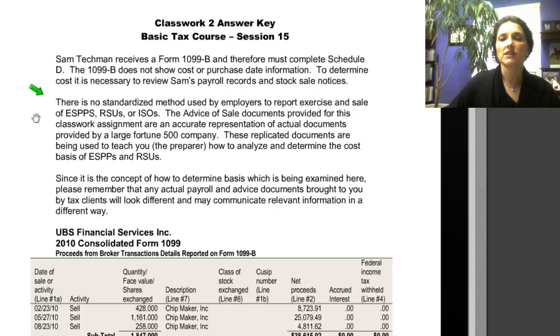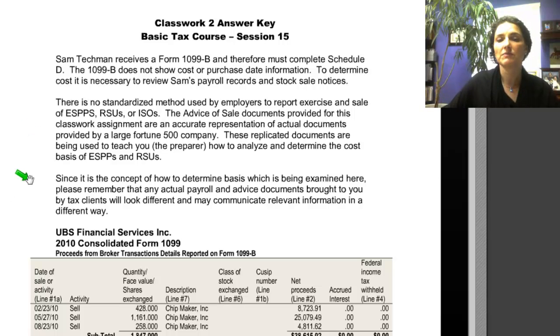Now, the advice of sale documents provided in this classwork assignment are an accurate representation of actual tax documents I have received from my clients as a tax preparer. They were provided by a large Fortune 500 company, and I've put them in as exactly as I could so that you could see what it is I as a tax preparer look at and decipher when I'm figuring cost basis for the sale of ESPPs, ISOs, and RSUs.